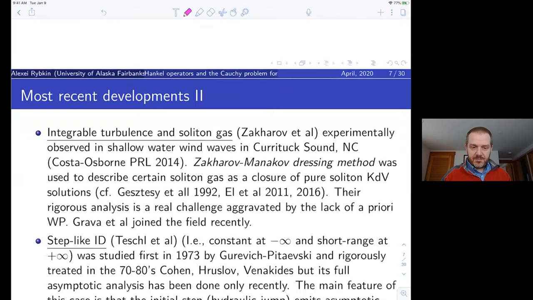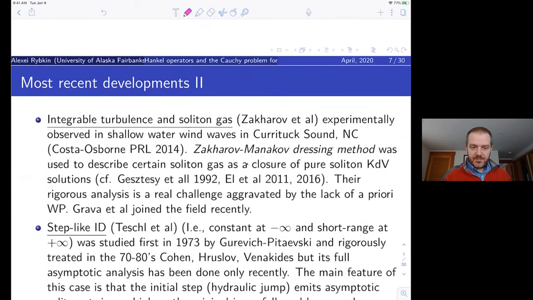And then a few different groups of mathematicians have been involved in so-called integrable turbulence and soliton gas. It's mainly due to Zakharov. Soliton turbulence and gas were actually experimentally observed by Costa and Osborne. Actually, they wrote a paper, I don't know who did the experimenting, but they wrote a quite influential paper, which certainly fueled the interest in this area.